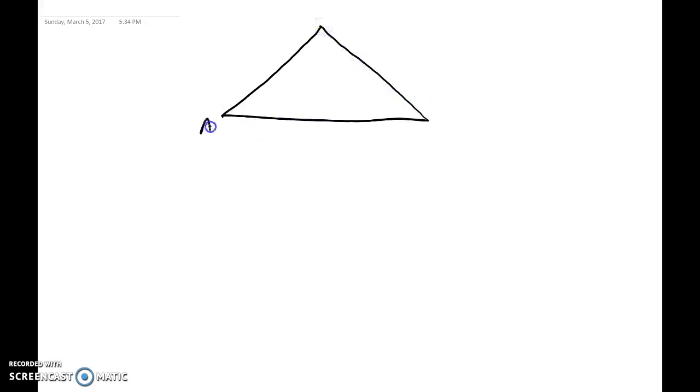So in that triangle we had A, we had B, and we had C. And then I'll label the side opposite of A, I'll label it A. Side opposite of B, I'll label that side B. And then this side here, I'll label it side C.